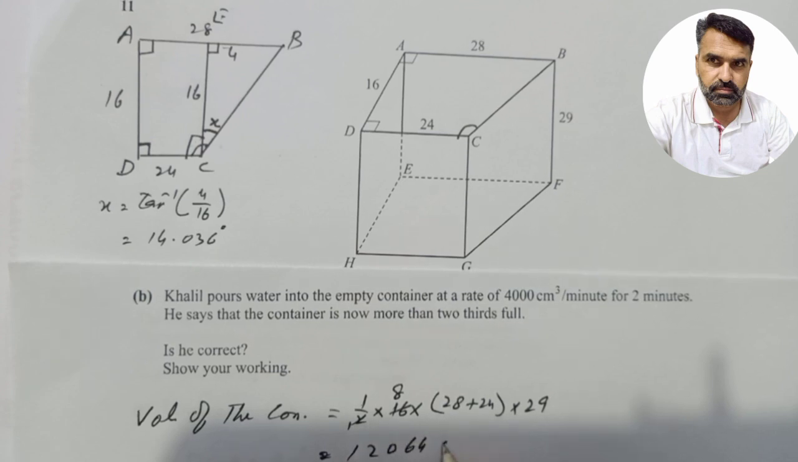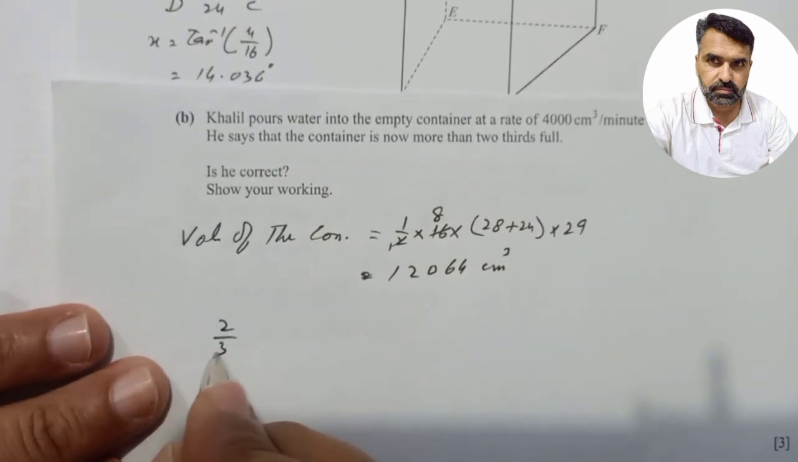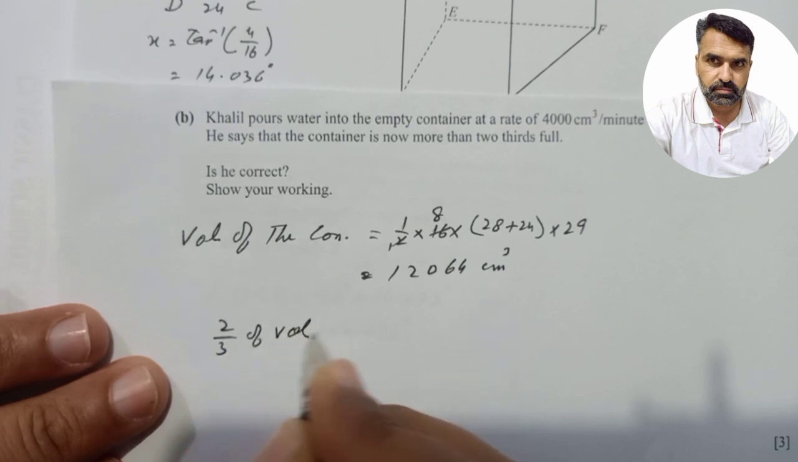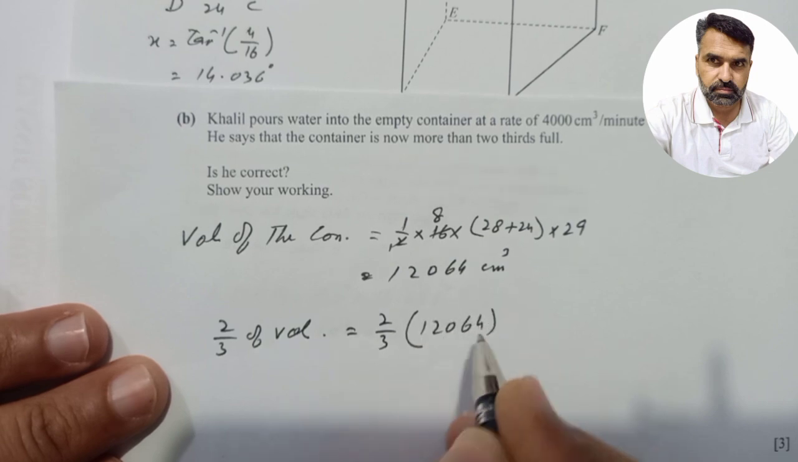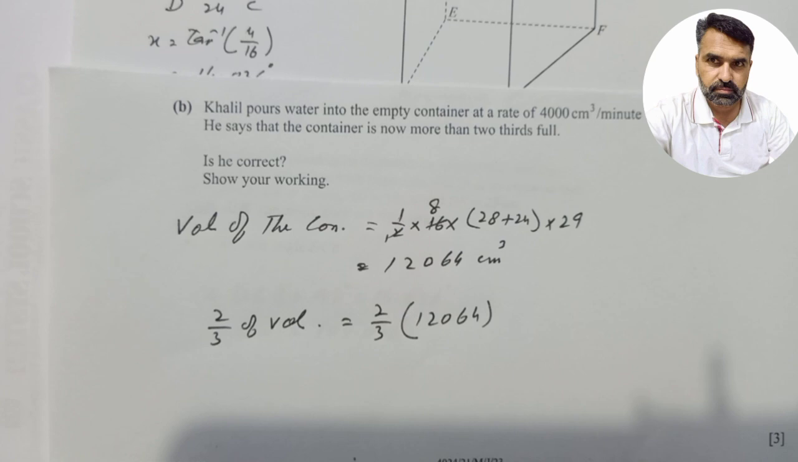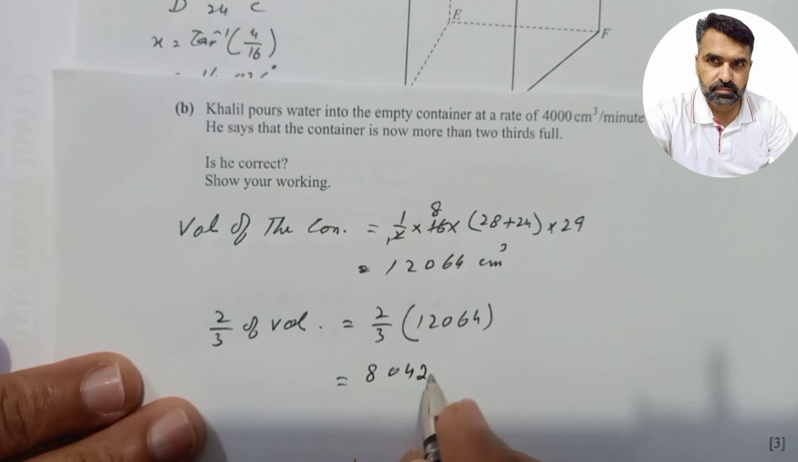The total volume is 12,064 centimeter cube. So 2/3 of the volume will be 2 over 3 into 12,064, which is 12,064 multiplied by 2 divided by 3, and the answer is 8042.7 centimeter cube, which is the 2/3.